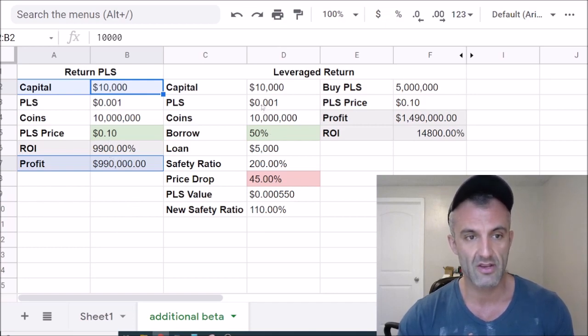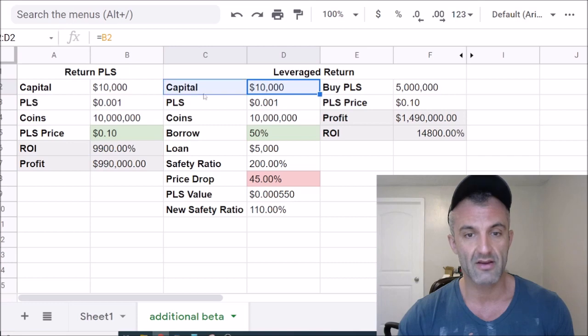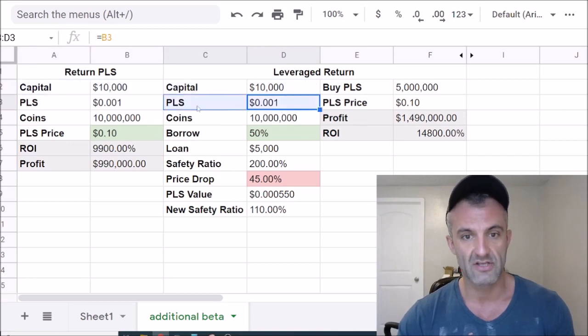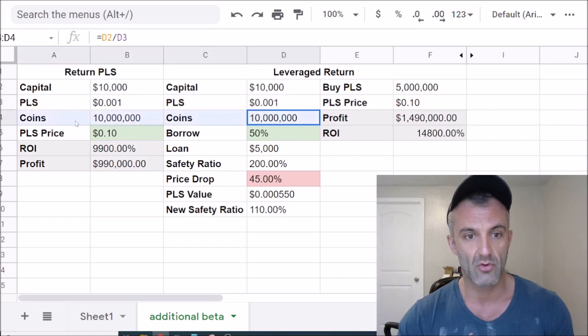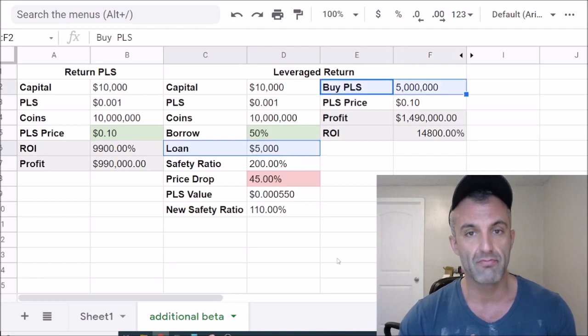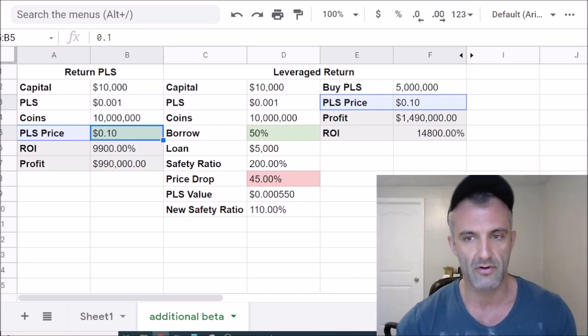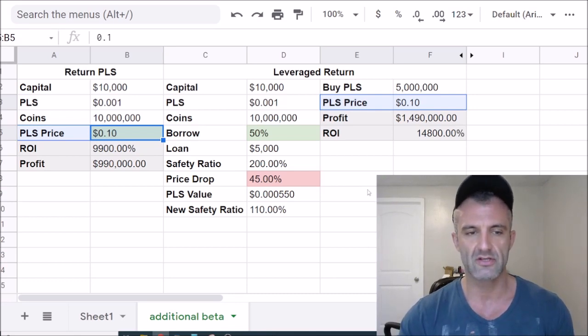Now if we come over here and do the same thing, we start with $10,000, same as over here. Pulse is the same price, but now we're getting 10 million coins. Borrowing 50% of that is a $5,000 loan, which allows us to buy 5 million more Pulse. The price now is 10 cents, same as it is over here. I programmed it all in here, so I don't have to change any of the numbers.